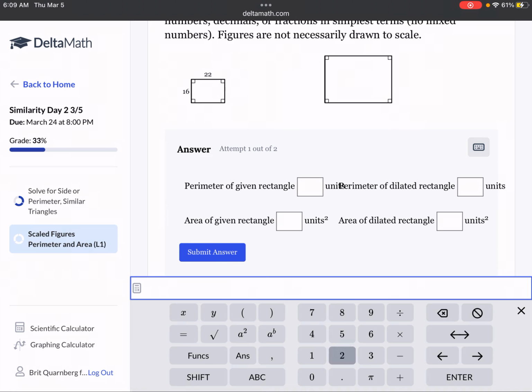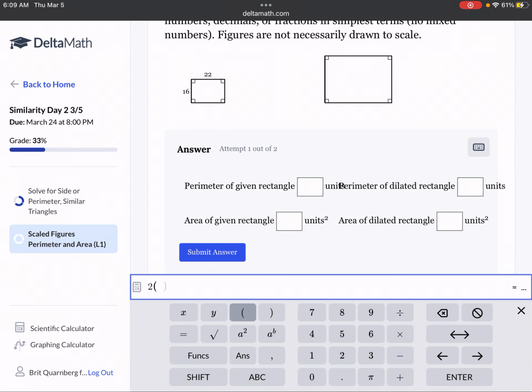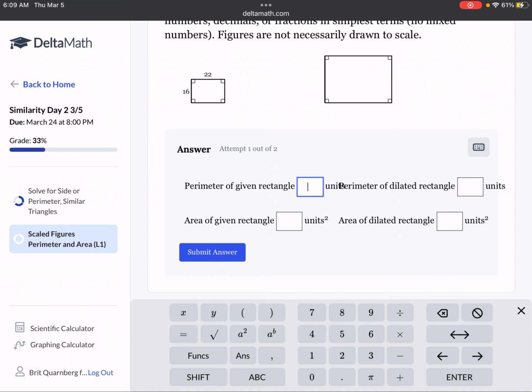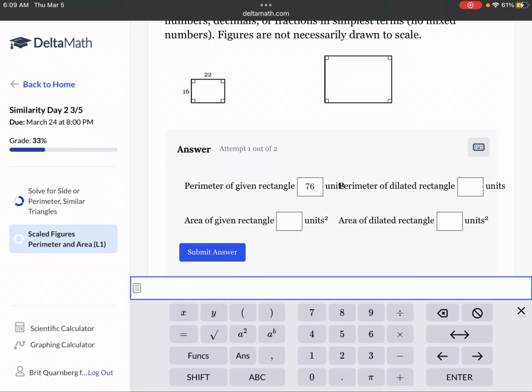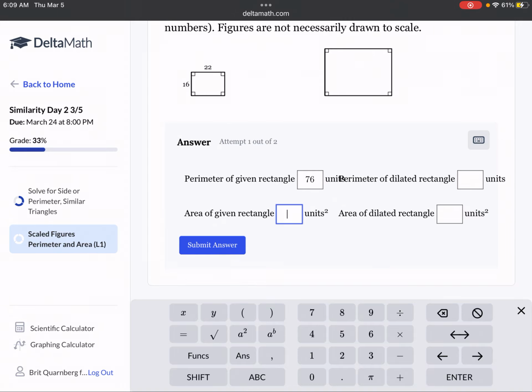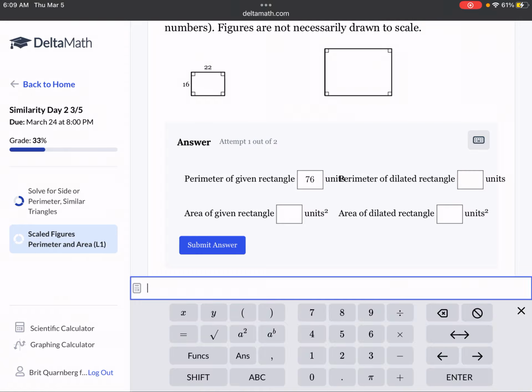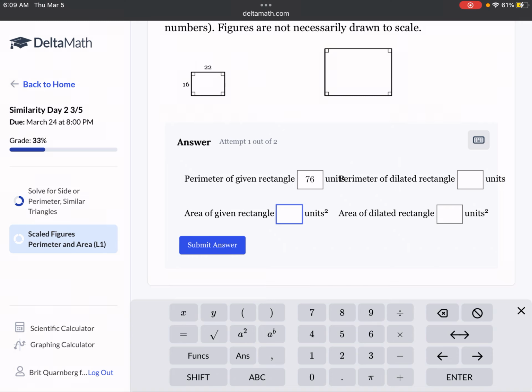How I like to do it is I have 2 of the 2 sides that I have. So I'm going to do 16 plus 22. This is my fast shortcut way of doing it. So the perimeter of the given rectangle would be 76. And then we want to find the area. So now the area of the given rectangle, we're just going to do 22 multiplied by 16, and I get 352. So that's going in the given. The picture that they have is called the given one, and I got 352.